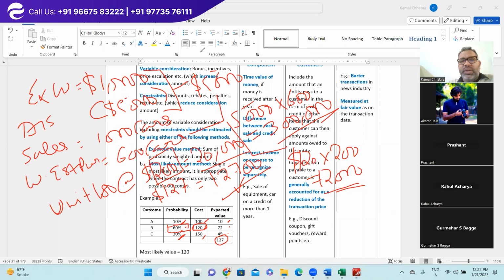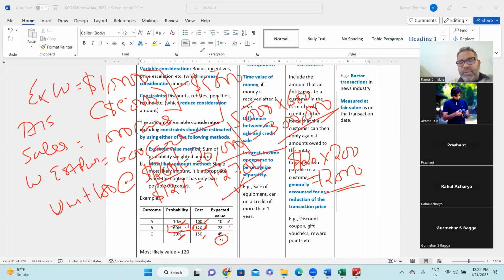Make sense? What is the most likely method and what is the expected value method? Expected value method is used when you have different probabilities. Most likely method you use where you have a probability of winning or losing. So more than 50% probability in whatever scenario you have, that is your most likely method.